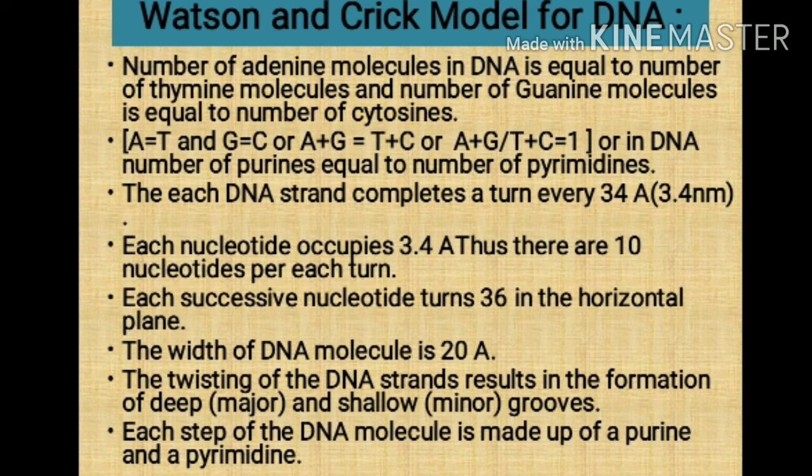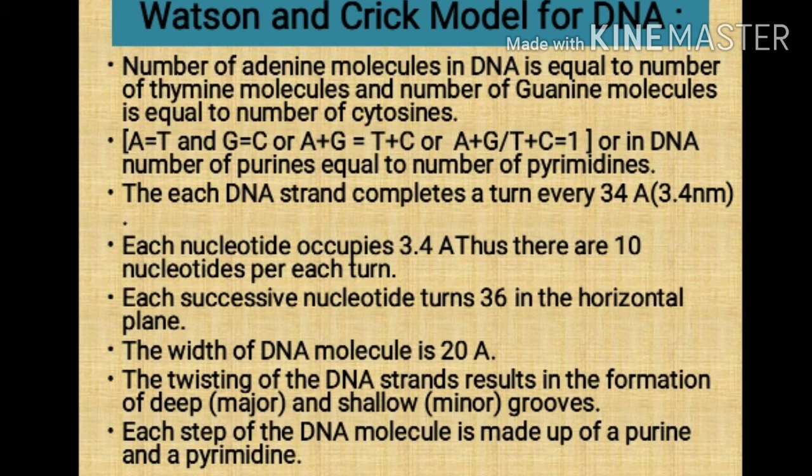So the number of purines in DNA is equal to the number of pyrimidines. This rule is followed by double-stranded DNA. So the Watson and Crick model says that in DNA, the number of purines is equal to the number of pyrimidines.